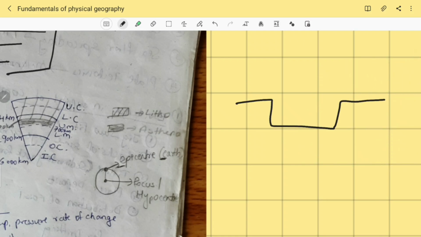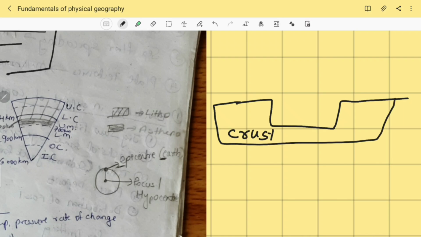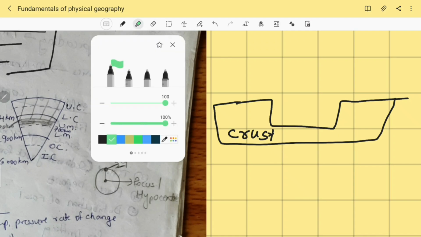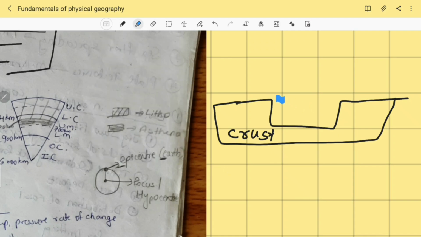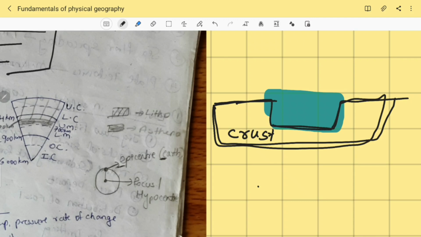Say this is a crust, okay, and here you have a water body, okay. So the whole thing itself is a crust. In crust you have again two things. One is continental crust and another one is oceanic crust, okay.